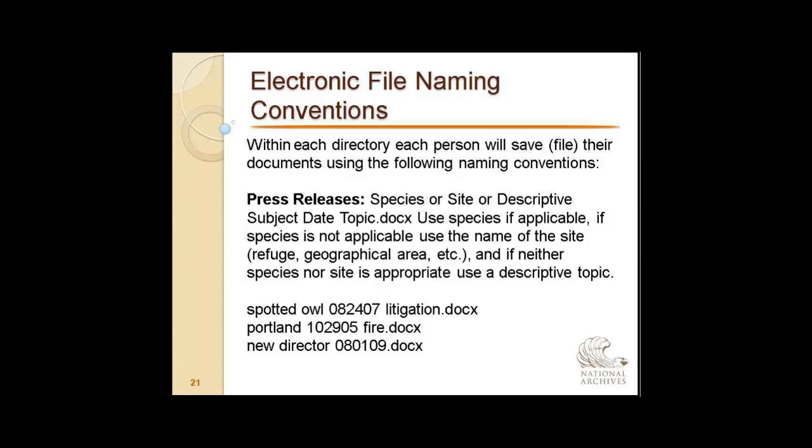And the other example here, you see some file naming conventions. And again, it's going to depend on your organization. For example, you see those three down below: spotted owl, a date, litigation. So that's obviously litigation files, followed by the docx suffix. Portland, new directors, whatever. The idea is when we talk about consensus building, get that consensus. How are we going to name our electronic files? Just like we got consensus on how we're going to name our paper files, that's what we want to capture in our electronic file plan.